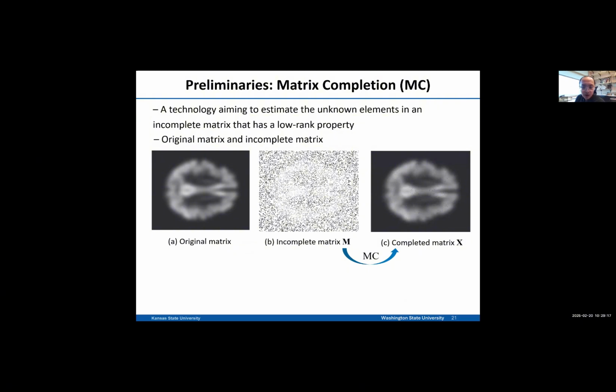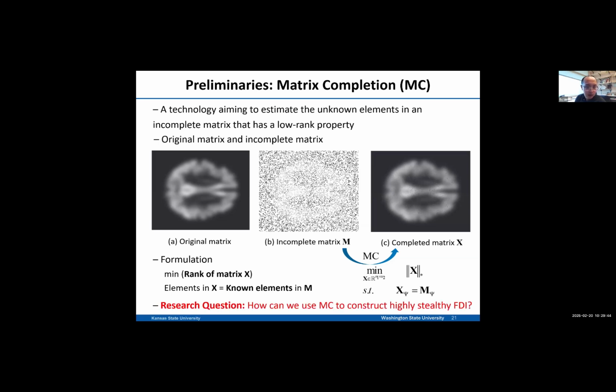So here is the formulation of matrix completion. It minimizes the rank of the complete matrix X and lets the elements in X equal the known elements in the incomplete matrix M. To make the problem convex, the mathematical model minimizes the nuclear norm instead, to formulate a convex problem.